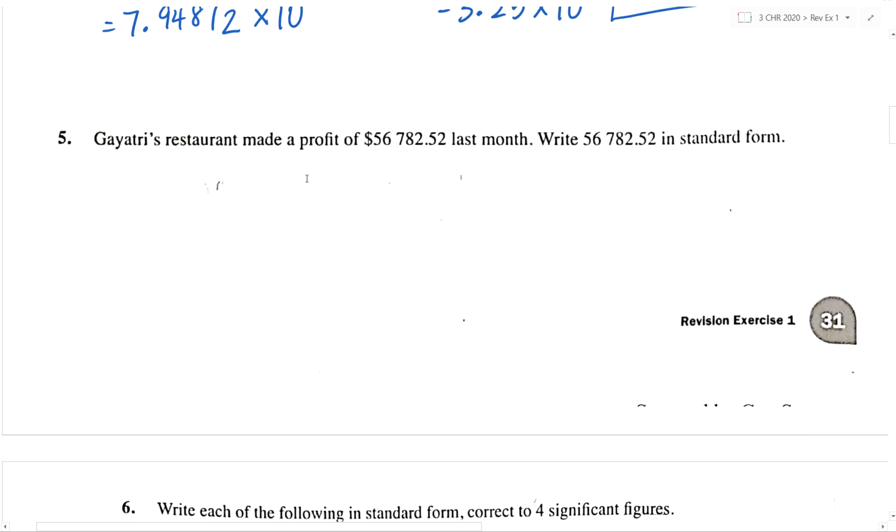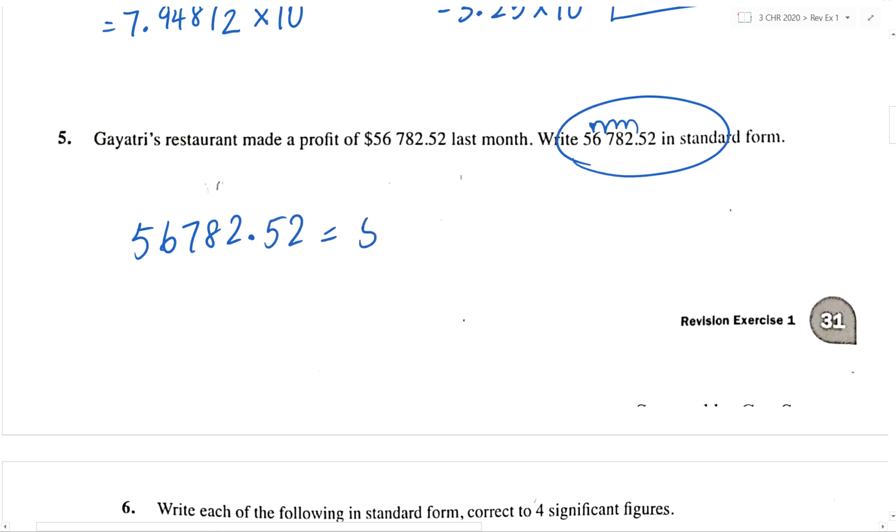Now question 5. Can ignore the first sentence. They just want you to write this in standard form. Same thing, jump. Decimal point, 1, 2, 3, 4. This time you jump 4 times. So 5, 6, 7, 8, 2.52 is the same as 5.678252, 1, 2, 3, 4 times 10 to the power of 4. This is the answer.